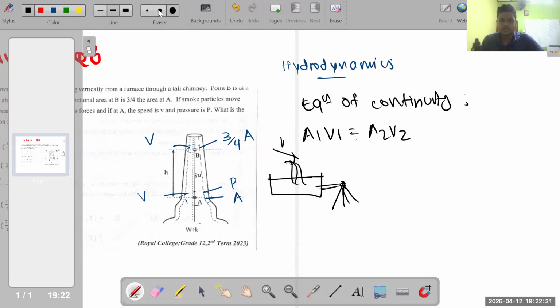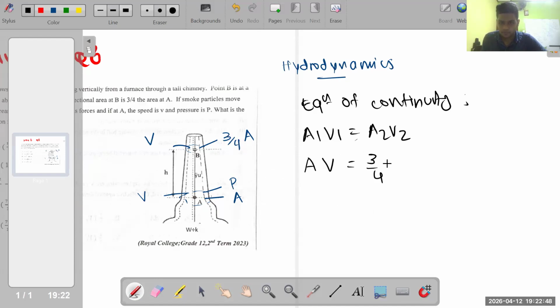If you can't remember, you can watch that recording also, right? Okay, so here what we will do is use the values they have given here. The area, they have said, is A. The velocity they have said is V. The second area is 3 over 4 of A.